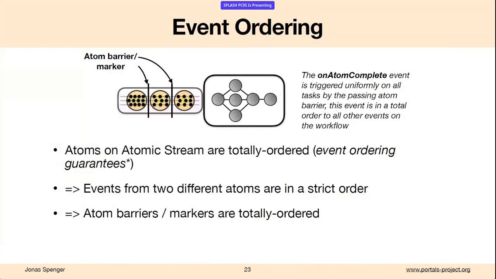I promised something on event orderings earlier in the talk. One observation we can make is that one of the properties of the atomic stream is that the atoms are in a total order. We have some implications from this. For example, if I have two events from two different atoms, they are also in an order, and they will be processed in this order. We can promise this. We also have another implication, which is that these implicit atom barriers, which are these implicit events between two atoms, are also in a total order with any other event in the stream.